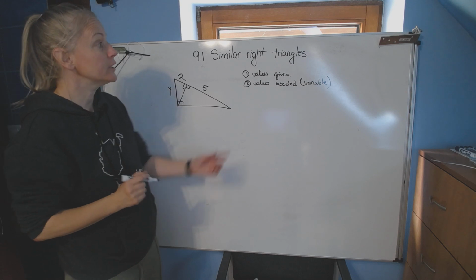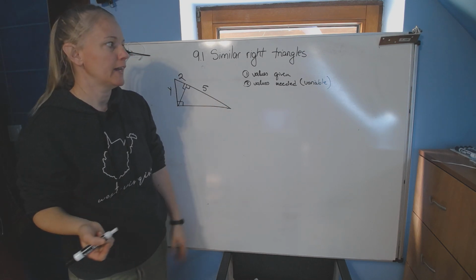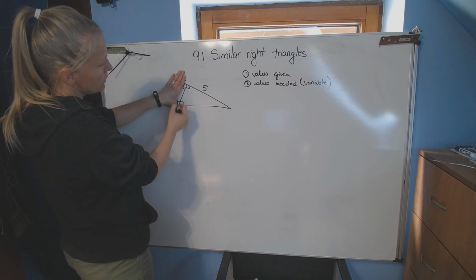Again, remember, we need to work with, number 1, a triangle that has values given, and then a triangle that has a value needed. If I look at this, I cannot use this triangle at all, can I?